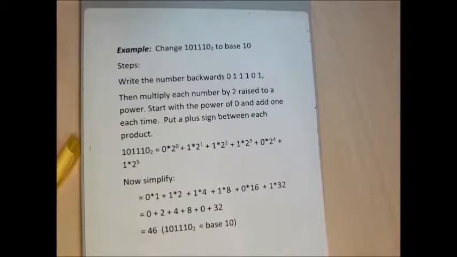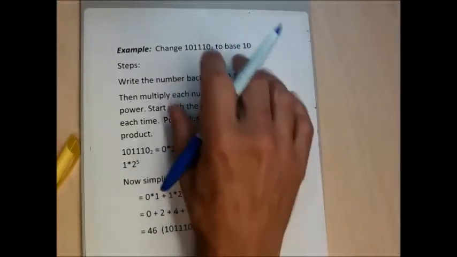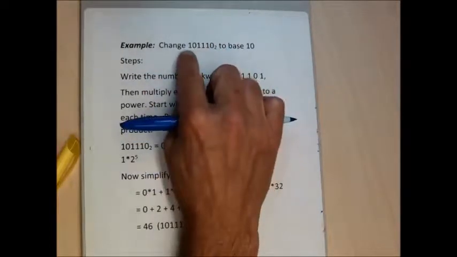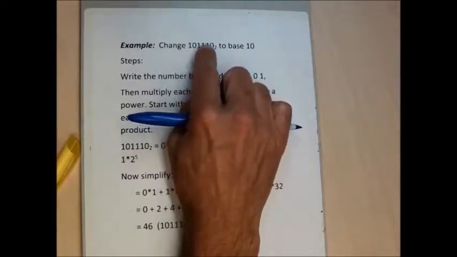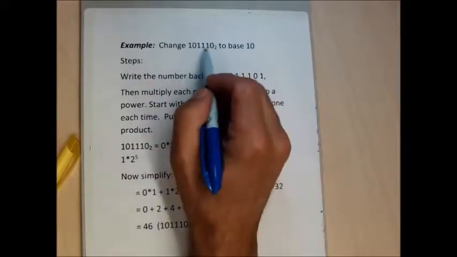Let me do one more of these and then we'll do some examples. This is a horrible example because there are so many numbers, but in base 2 it happens that we get a lot of numbers. So I want to change 101110 base 2 into base 10. Well, how do I do it? I write the number backwards.